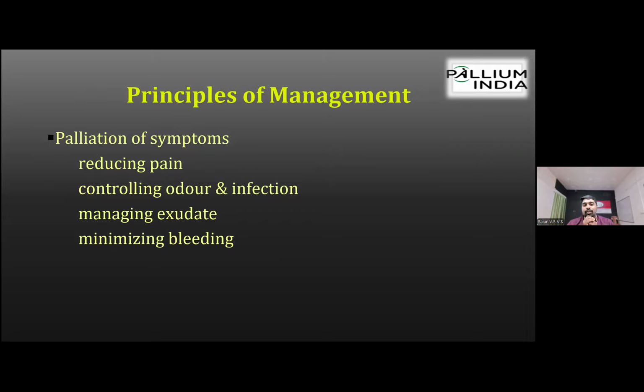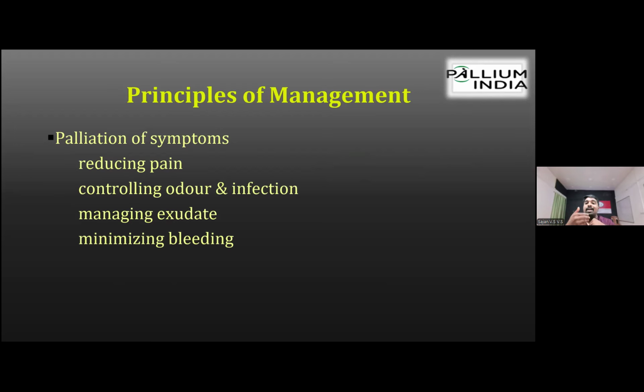Symptom management is the first thing. So, prioritizing their symptoms, first of all, pain. We need to reduce their pain. Then we need to control their foul smell or malodor, infection related or according to the wound progression. Then exudate, secretion we need to manage. Then bleeding: we need to prevent the chance of it, or once the bleeding has happened, we need to manage it.